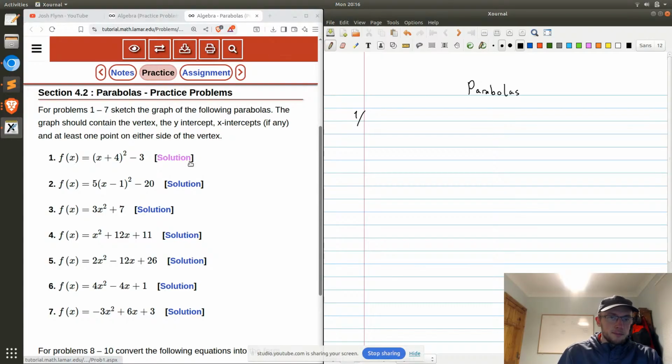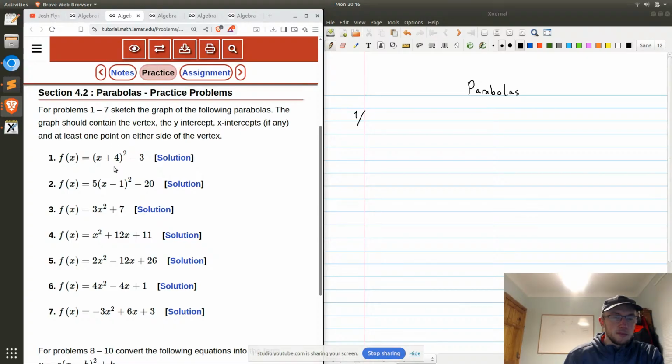Okay, let's get started. So, usefully, this is in vertex form. It's in vertex form, and so we should be able to just read off what the vertex is from it being in this format.